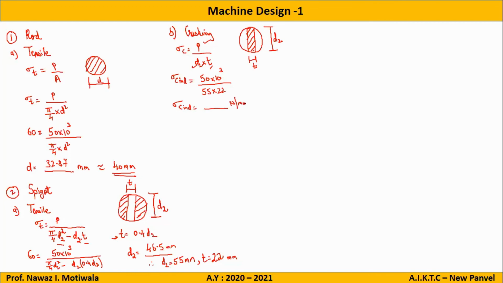41.32. Okay, no mistake. 41.32 is induced. And what is allowable? What is allowable sigma C? How much is it? 100. So what should I write? Sigma C induced is less than sigma C allowable. And then what do we write? Design is safe.